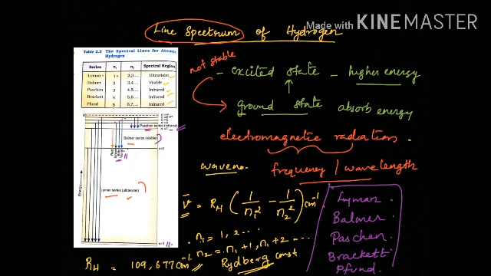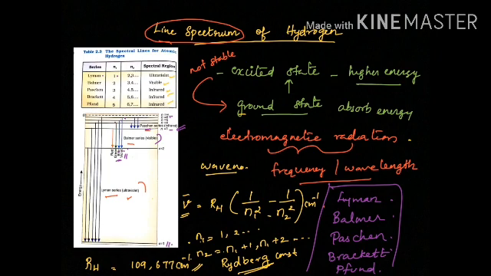So if you represent this line spectrum of hydrogen in terms of wave number, it obeys the equation nu bar is equal to RH into 1 by n1 square minus 1 by n2 square, where n1 is 1, 2, etc. n2 will be the excited state, so it will be greater than n1. So it will be n1 plus 1, 2, and it will go on like that. What is the value of the Rydberg constant? It is 109677 centimeter inverse. So this is for the line spectrum of the hydrogen atom.